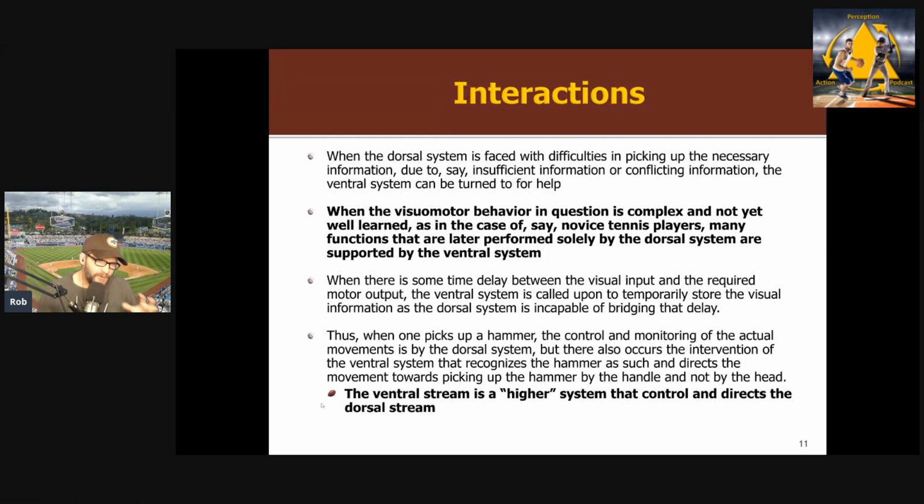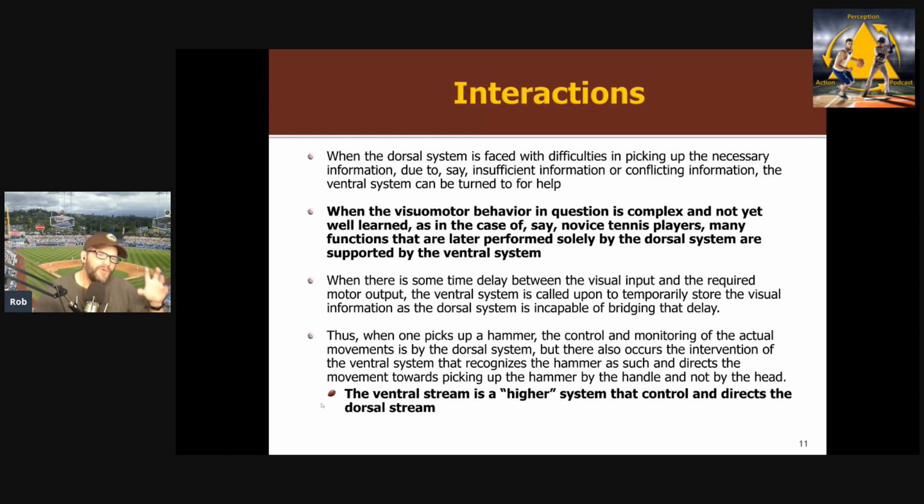One of the key points that he emphasizes is that although these two streams seem to be doing different things and follow different theoretical principles, they interact a lot, right? For example, when there's not enough information in the dorsal stream, or there's conflicting information, we can turn to the ventral stream to help us interpret what's going on. That's the idea behind illusions: there's not enough information, so we have to get the ventral stream involved.